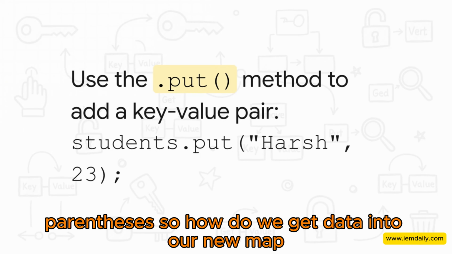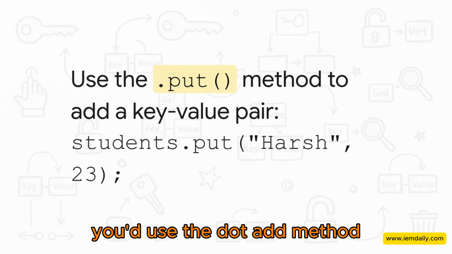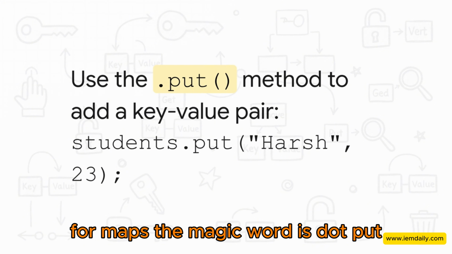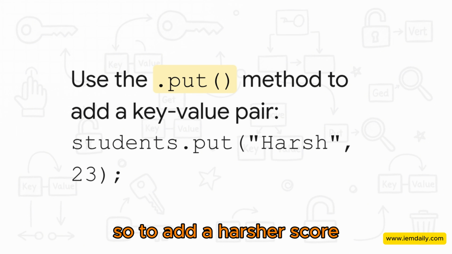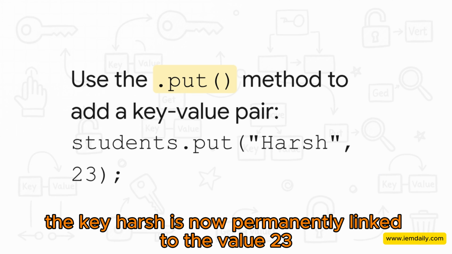So how do we get data into our new map? Well, with a list, you'd use the .add method. For maps, the magic word is .put. So to add Harsh's score, you just write students.put("Harsh", 23). And just like that, the key Harsh is now permanently linked to the value 23.